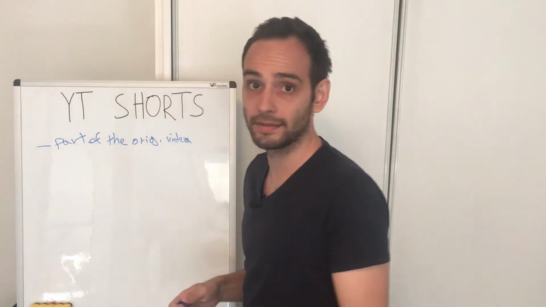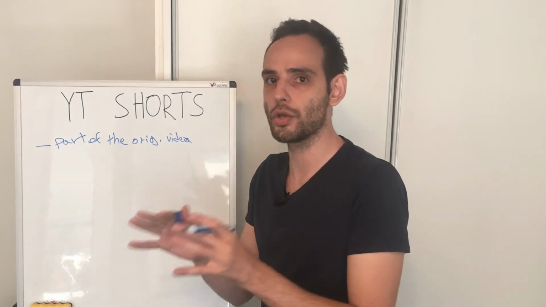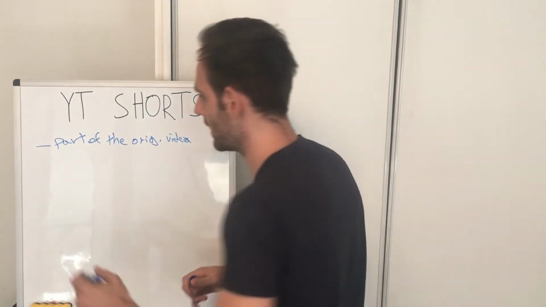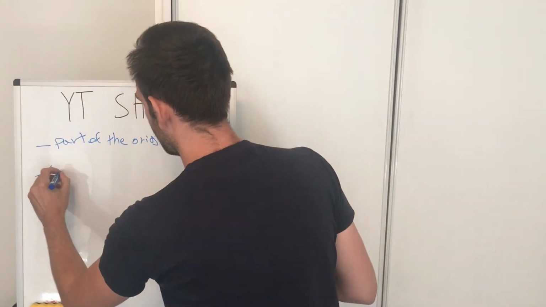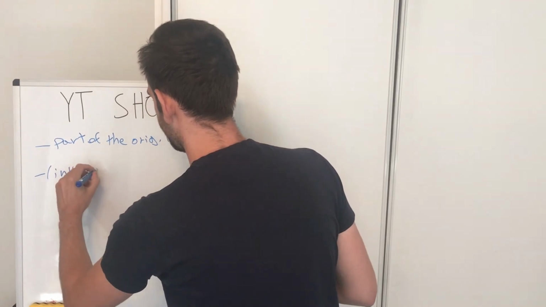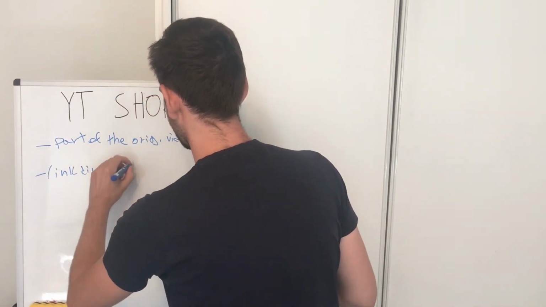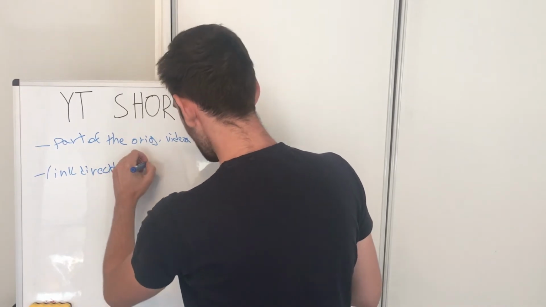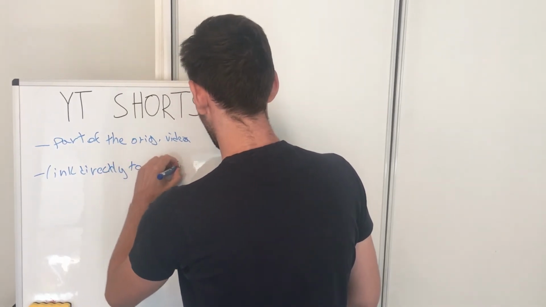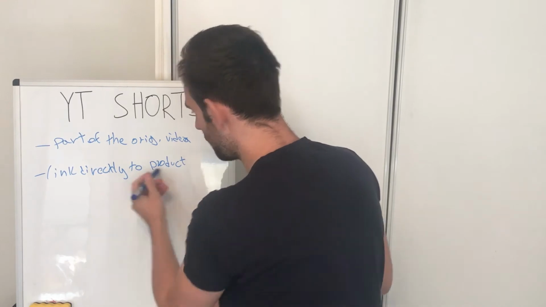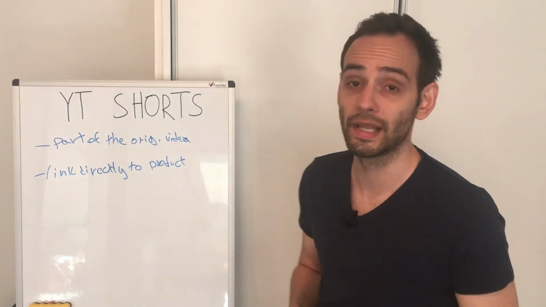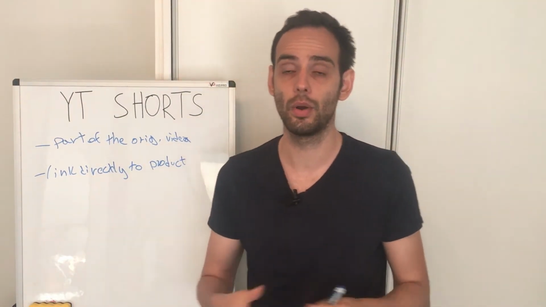Now, the second method is to link directly to your product or to your opt-in page. I say product because YouTube actually allows you to put affiliate links in the description below.